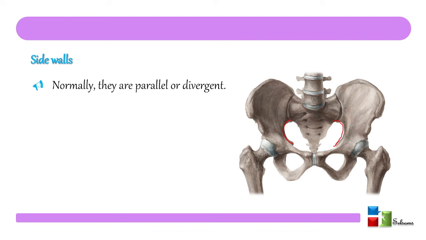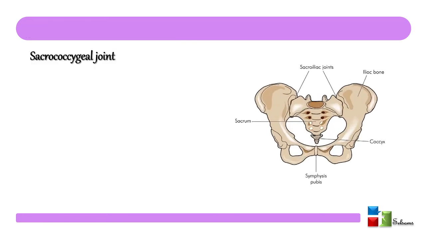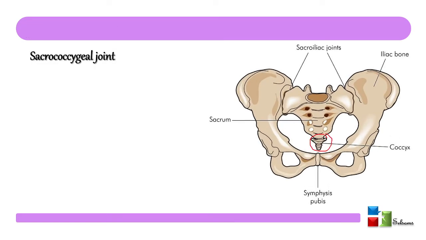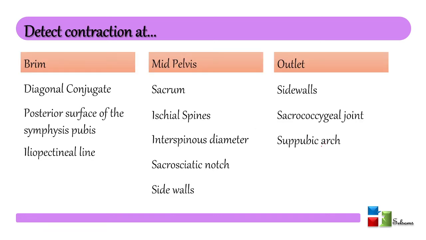Okay, it should be parallel and divergent. Parallel means this; divergent means it might have started somewhat like this, convergent, and then it became divergent. Check the side walls of the outlet, and check the sacrococcygeal joint, whether it is tapered or not. This is the coccyx, 4 bones fused. Check for mobility, otherwise it is hooked. Check the subpubic arch.